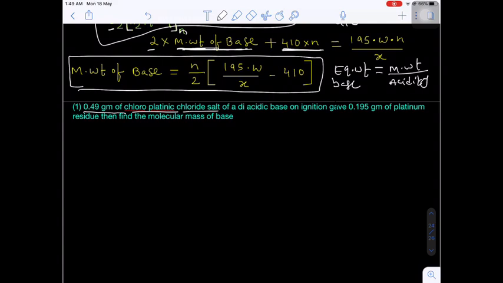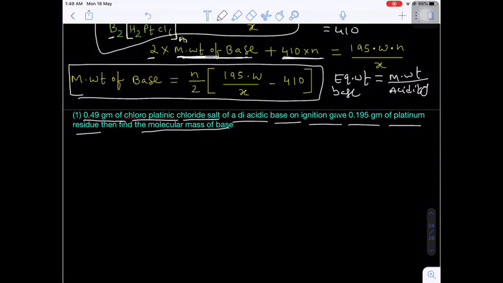0.94 grams of a chloroplatinic acid salt of diacidic base, on ignition gave 0.195 grams of platinum residue. Then find the molecular mass of the corresponding base. Now this is which type of base? Diacidic base. So that means we have B2H2PtCl6 whole taken twice.